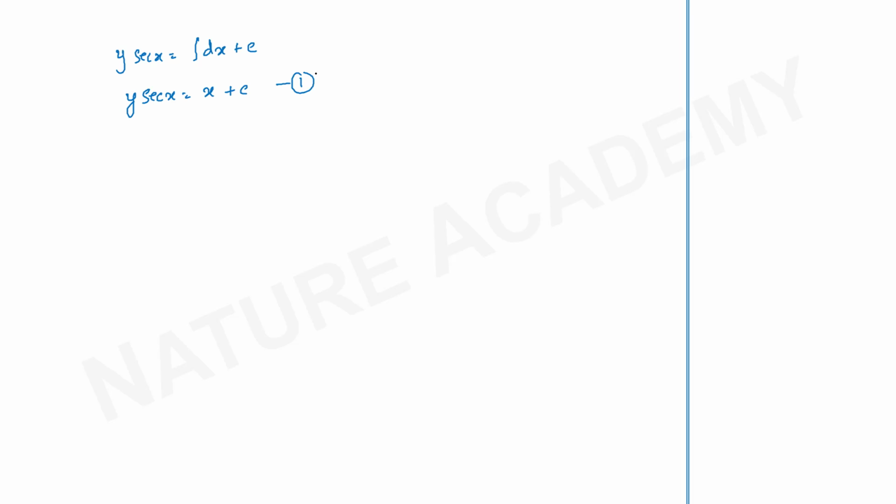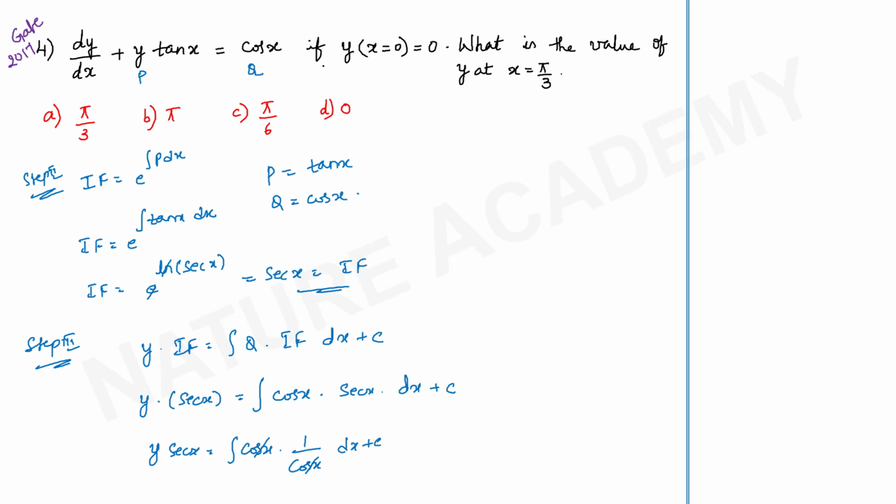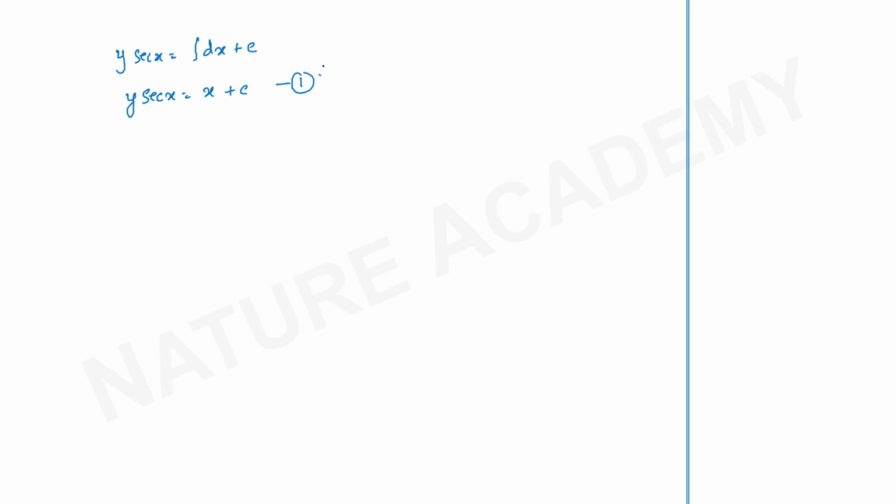So let this be 1. Now the given initial condition is that y is 0 at x is equal to 0. So I can find c by substituting the values of x is equal to 0 and y is equal to 0. So therefore y means there is 0 here, and secant of 0 is equal to 0 plus c. Anyway, the value of c is going to be 0. Now put this value of c in equation 1. We get y secant x is equal to x.